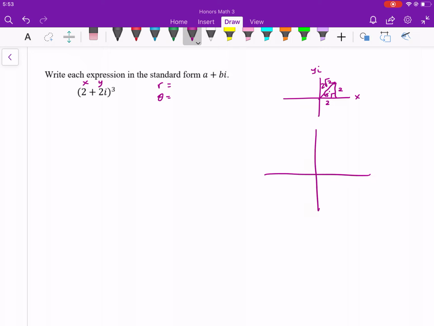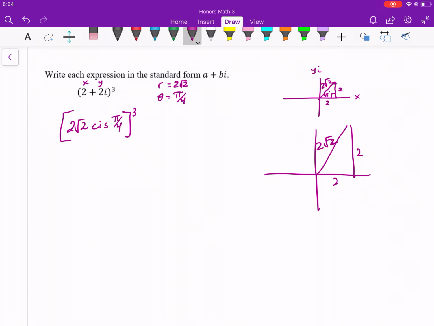I don't know why I've made that so small, but you get the point. So this is 2 root 2. Oops. So our radius is 2 root 2. Our theta is 45. I don't mind if you do 45. Or you can do the radians. I don't really care one way or the other. I'm just going to do radians because it seems fun. I like a challenge. Okay, so we've got 2 root 2 cis pi fourths. All of that raised to the 3rd power.